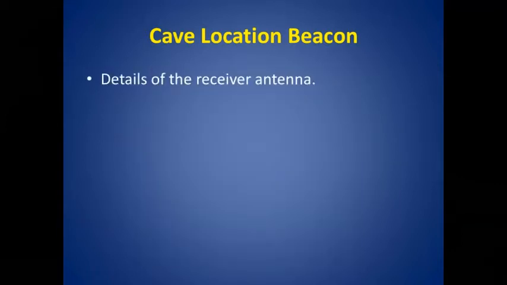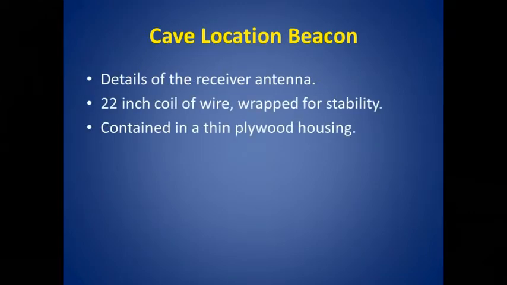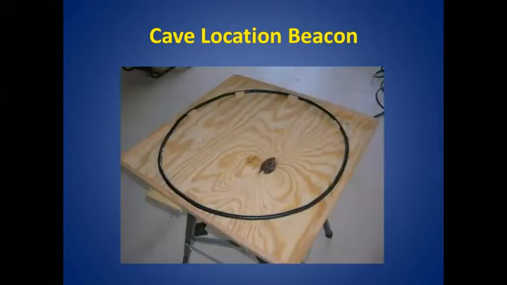Here's some details of the receiver antenna, one of the ones that I use. It's a 22-inch coil of wire. It's wrapped for stability, and it's contained in a thin plywood housing, so it's fairly structurally sound. And inside the housing, I've laid out these blocks, and the blocks help hold the loop, which is 2 pounds of magnet wire that's all wound around on a 22-inch circle.